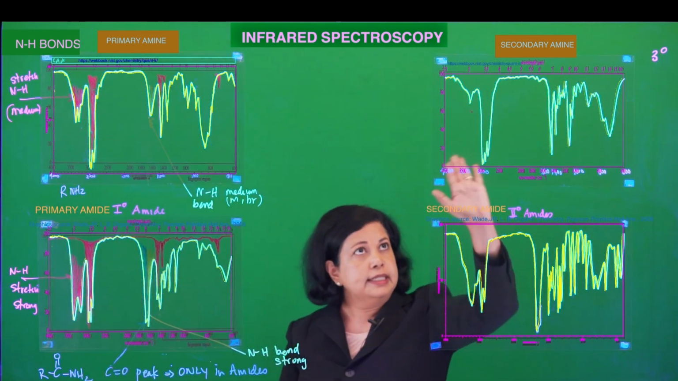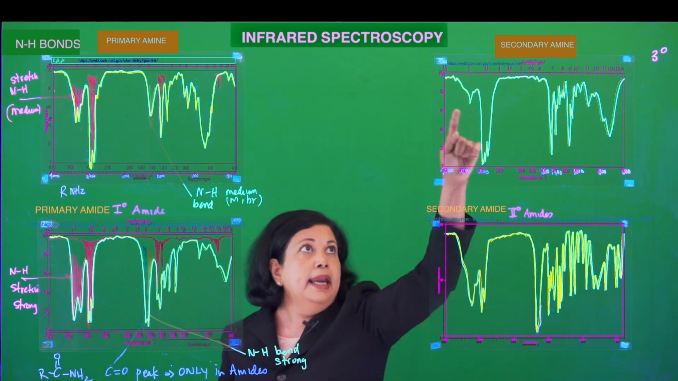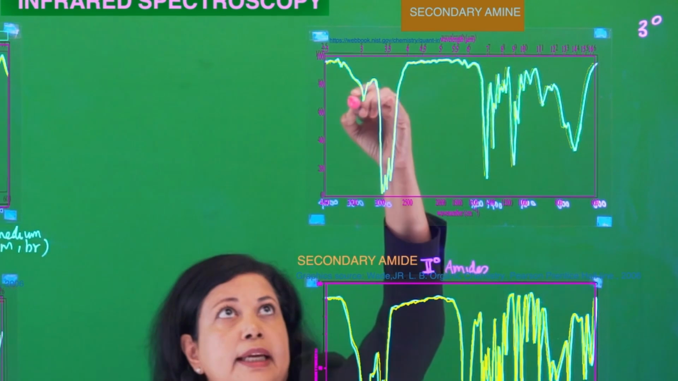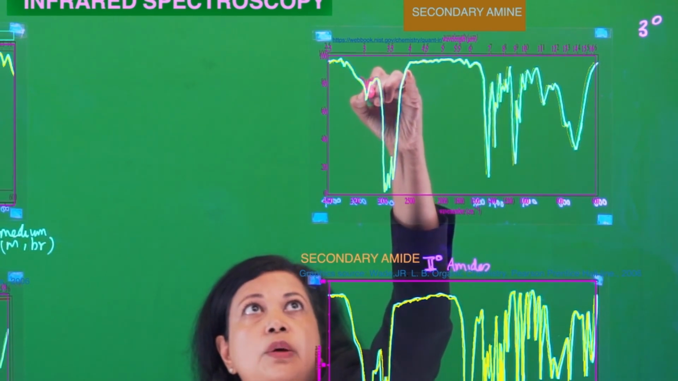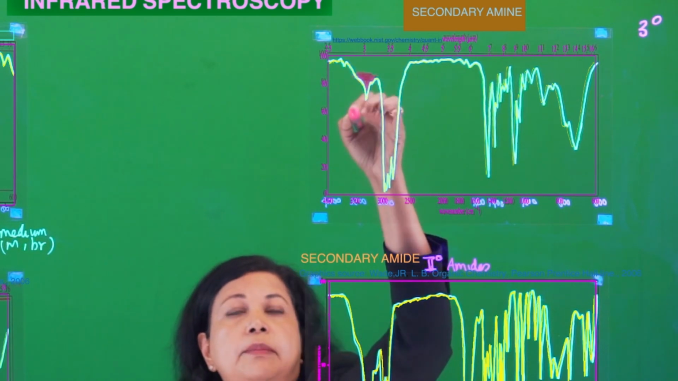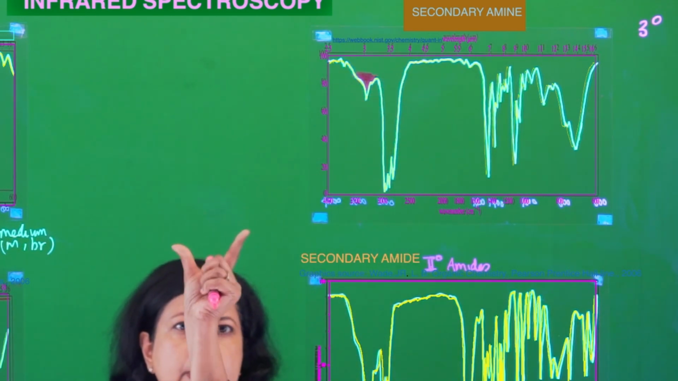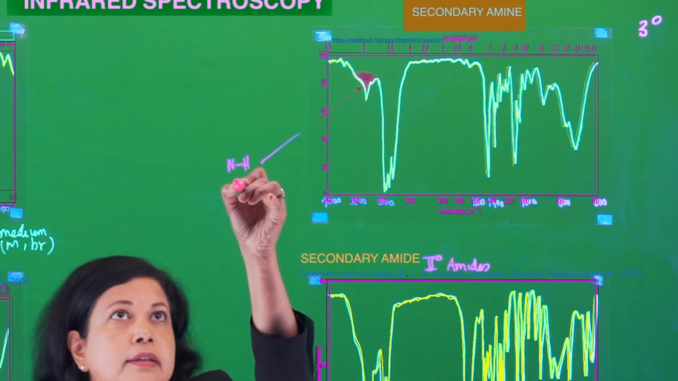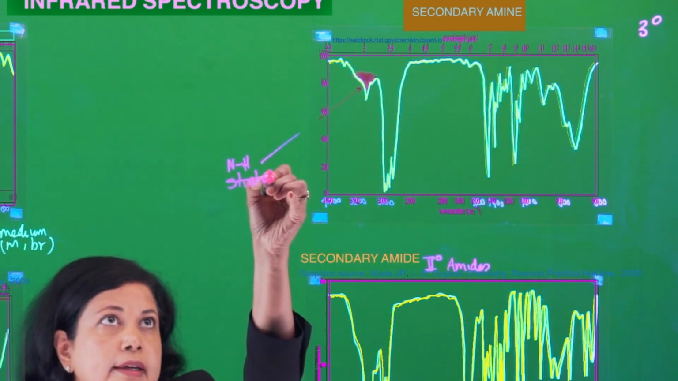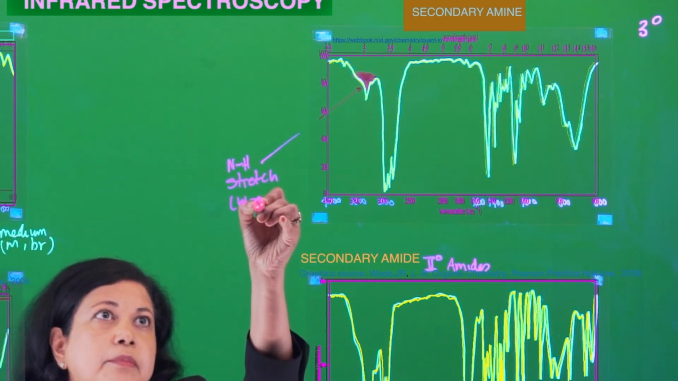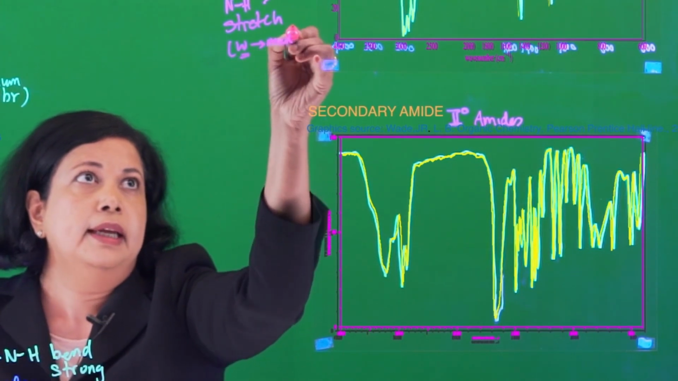It's going to be the exact same thing over here. The NH stretch here, you can see, is weak. It can go weak to medium. It kind of starts out broad and there's a tiny spike here. So this is your NH stretch, and that's going to be weak to medium. Okay, at most medium, but typically it's weak.